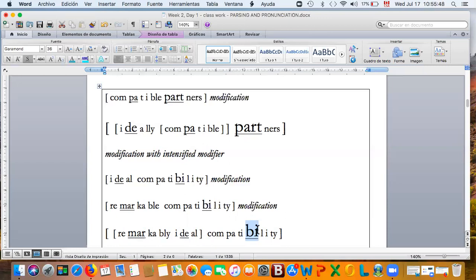So you could have remarkably ideal compatibility, or you could have, let's do it here, both modifiers on the same level. We could have remarkably ideal compatibility. Repeat after me. Remarkably ideal compatibility.